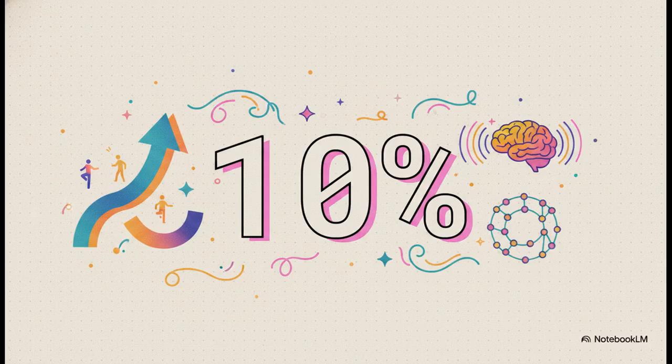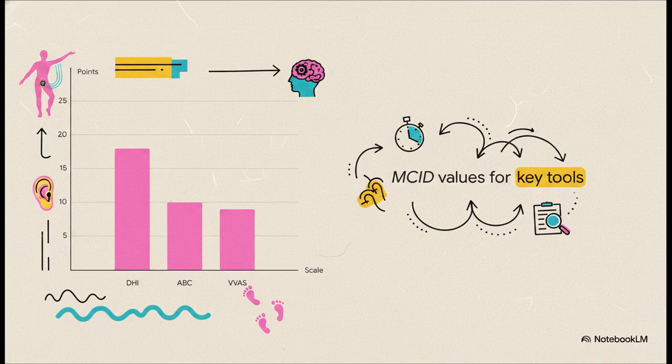And just like the DHI, the ABC has its own magic number, 10 points. A 10-point, or 10%, gain on the ABC scale is your meaningful threshold to track. It proves that the patient isn't just physically improving, but they're actively getting their confidence back and keeping it as they move through your program. Think about the typical baseline severity stacked up against the required clinically important differences. We're talking 18 for the DHI, 10 for the ABC, and 9 for the VVAS, which we're actually going to cover next.